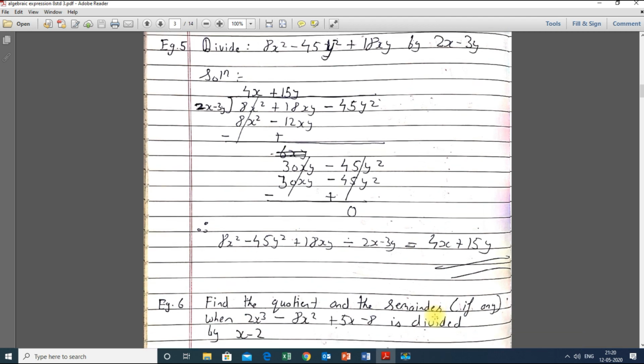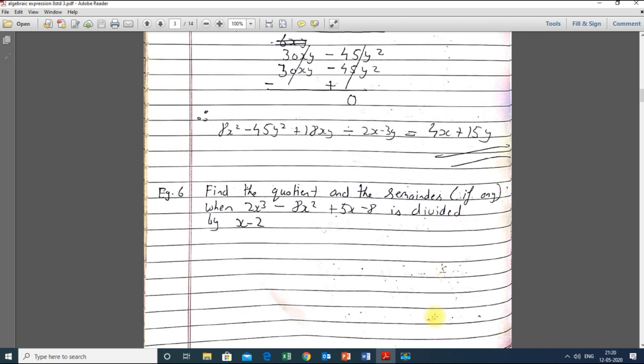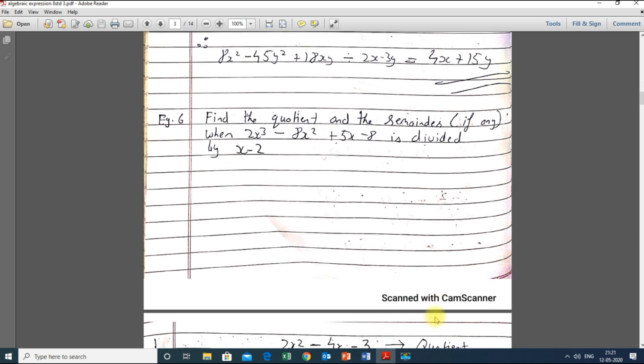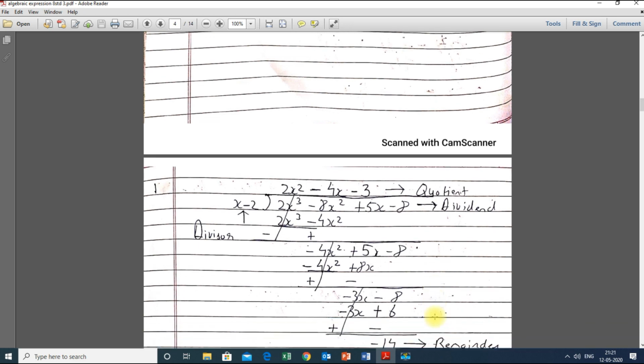Next sum. I just told you about the sum where they will ask you to find the remainder. So over here, find the quotient and the remainder if any when 2x cube minus 8x square plus 5x minus 8 is divided by x minus 2. Clear? Here we have to find the remainder, nothing else. The methods remain the same. Method does not change.